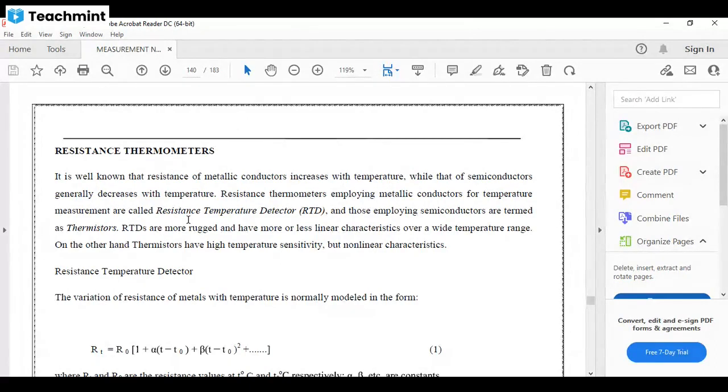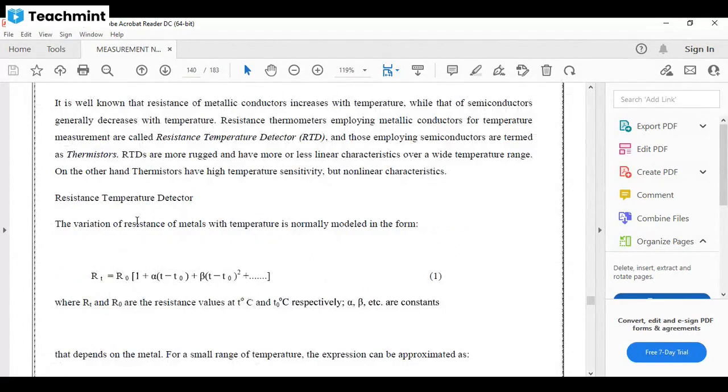In general, we mostly use RTDs in industry because they are more rugged and have a more or less linear characteristic over a wide range of temperature. On the other hand, the thermistor has high temperature sensitivity, but the scale is non-linear in characteristic.